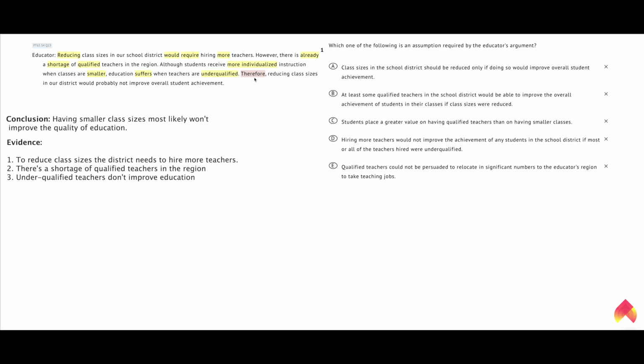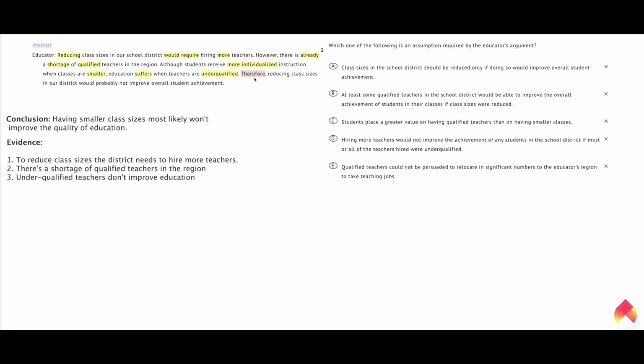And at kind of face value, this sounds like the argument is pretty good. But we're being told that there's a shortage of qualified teachers in this specific region. You know, we don't have any evidence to tell us that maybe there's not qualified teachers elsewhere that would be willing to come in and fill this gap, right? Maybe the school district could go outside of the region, find qualified teachers, lure them in, and improve the quality of education that way.